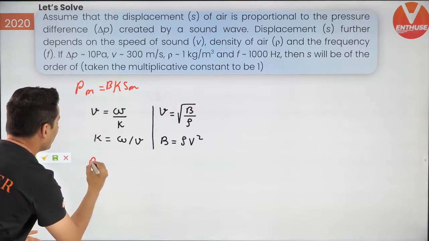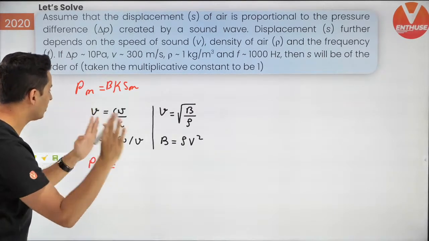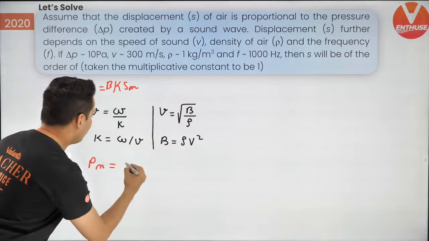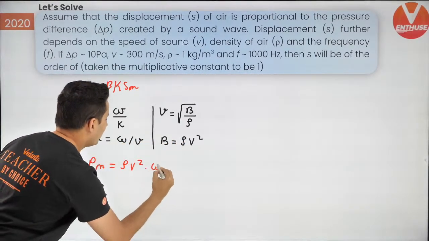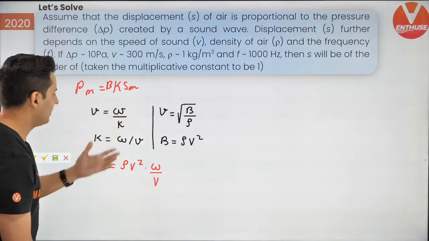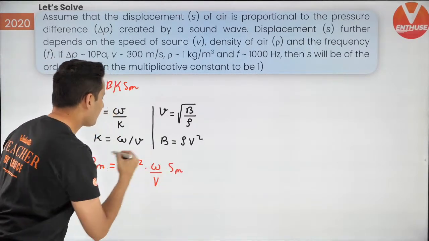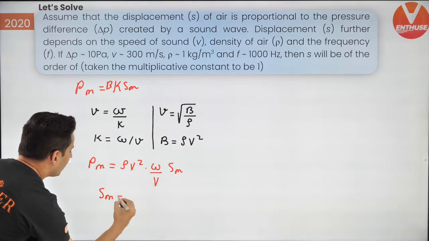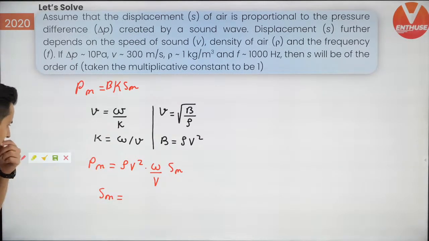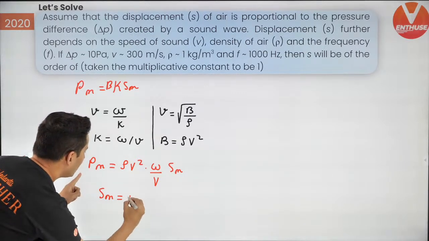So here is what we are going to get. P_m is equal to, instead of B, I will put rho v squared. Instead of k, I will put omega divided by v. And instead of s_m, I'll just put s_m. Now v gets cancelled, and therefore I'll get s_m is equal to, what am I going to get?